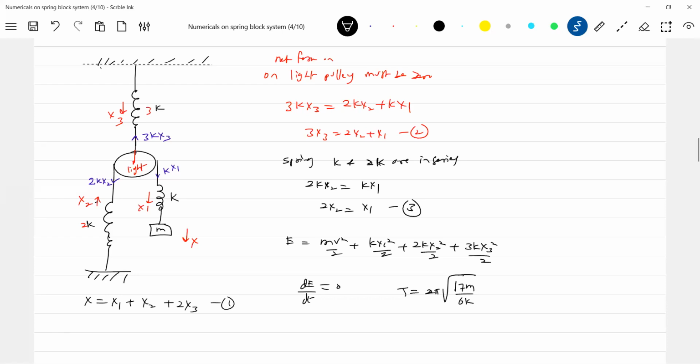Now, I'll ask you one question. I want to replace these two springs by an equivalent spring so that the block will have the same time period. What should be K effective? Let me replace with one equivalent. So what is that K effective, so that this block and this block have the same time period? They may ask you questions like this.